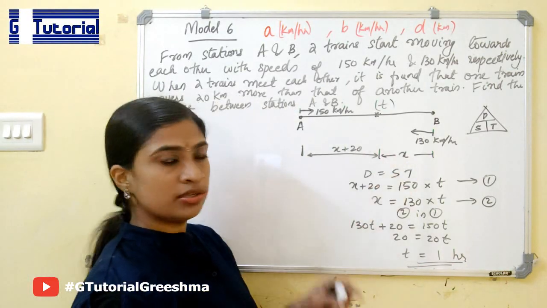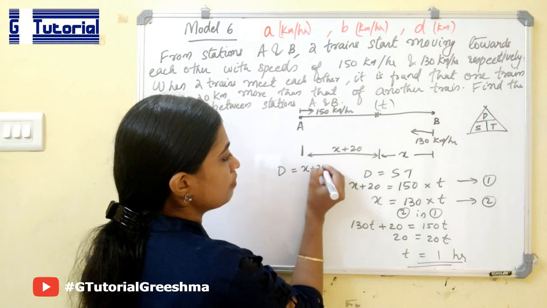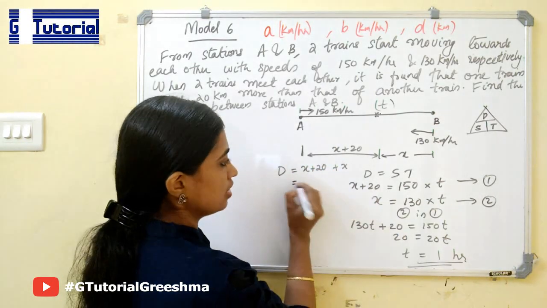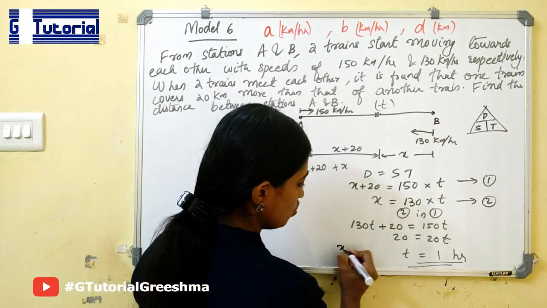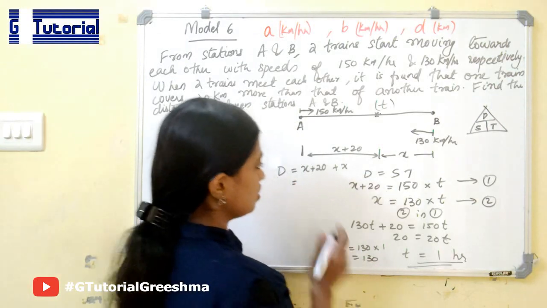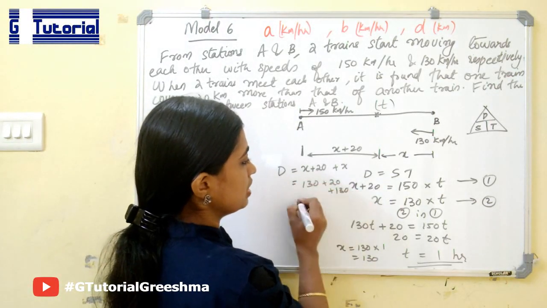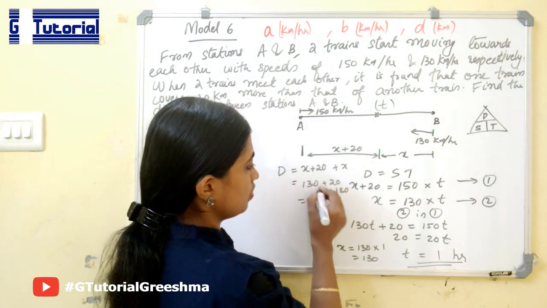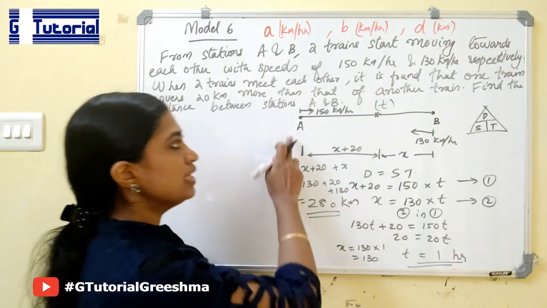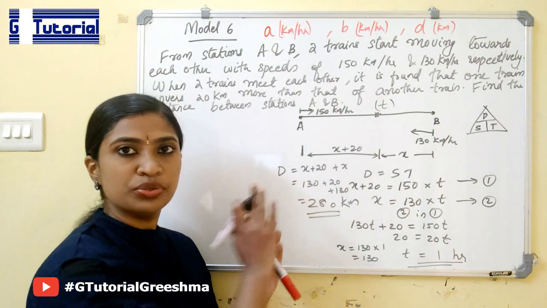Now we are asked to find the distance between the stations. Distance is equal to x plus 20 plus x. Here x is 130t, so x is equal to 130 into t, which is 1. So 130. So 130 plus 20 plus 130 is 280. 280 kilometers is the distance between stations A and B. This is the normal way of doing this problem.